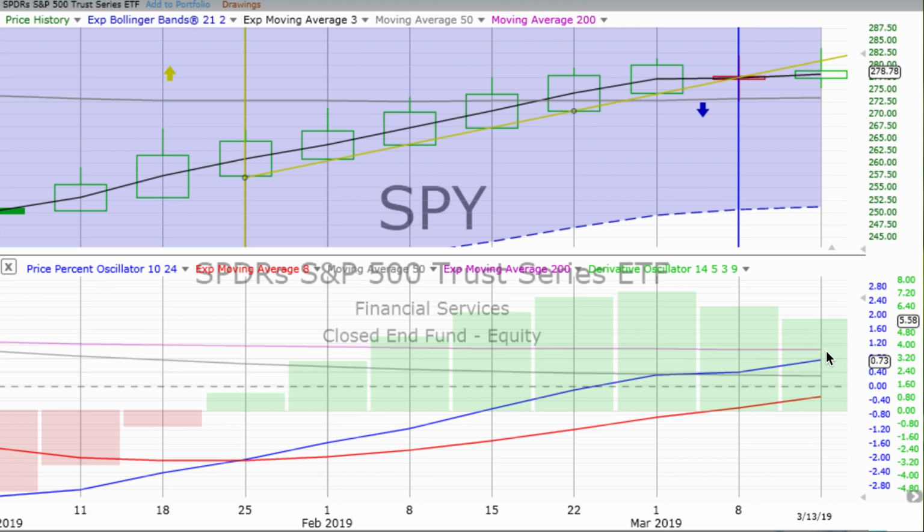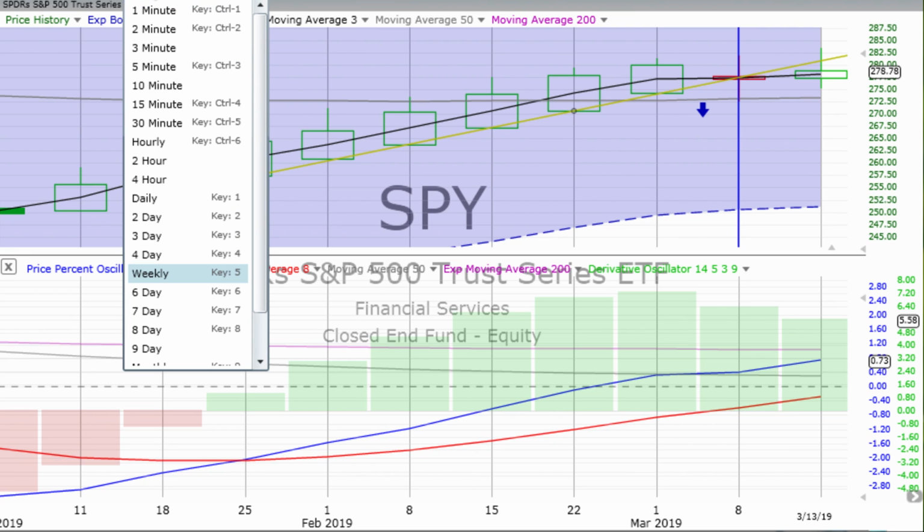We see the derivative oscillator losing energy. Our all-powerful and important price percent oscillator, very similar to the MACD but a percentage oscillator, is still moving up. For the day, we see that the S&P 500 is up 0.66%.